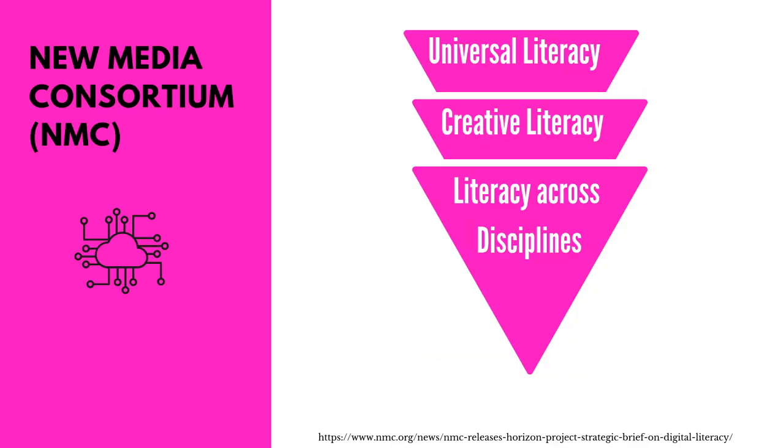This is another model from the New Media Consortium. It no longer exists, but it was the group that produced the Horizon Reports. This model suggests that there are layers of literacy, building from universal literacy, which is very similar to the ICT capability, then creative literacy, which absorbs universal literacy and includes the ability to create as well as consume digital information, and finally to literacy across disciplines, being able to apply digital literacies as they are associated with different disciplines.